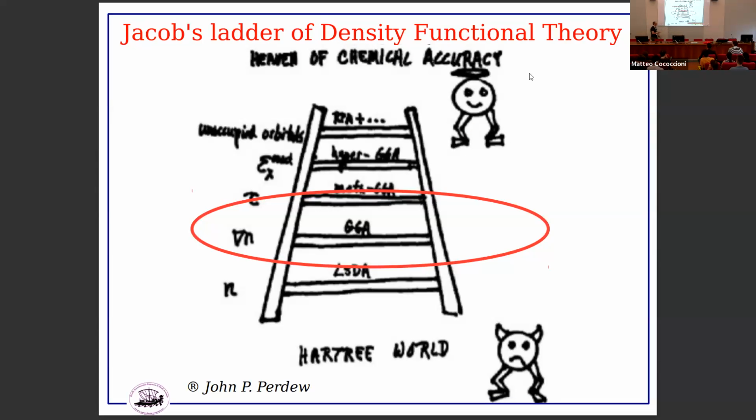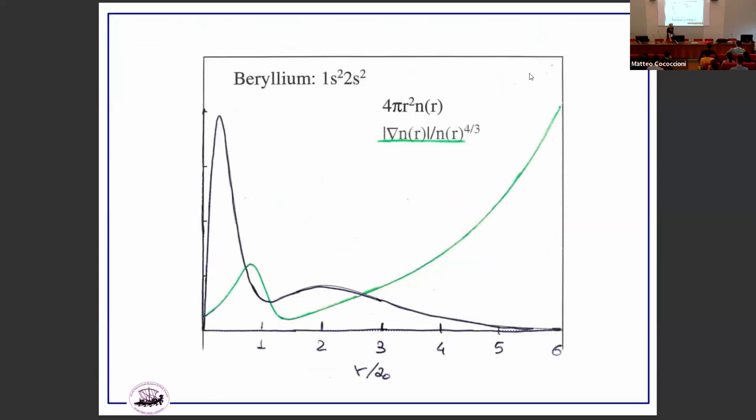So people, after the first, I don't know, 10 years of excitement about LDA, started finding systems in which things were not working well. And so they introduced gradient-corrected functionals.